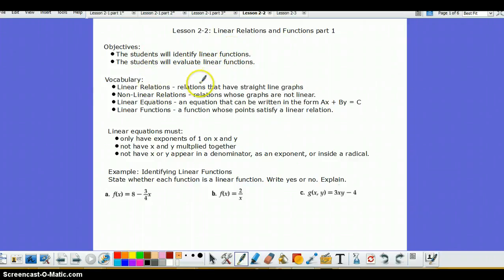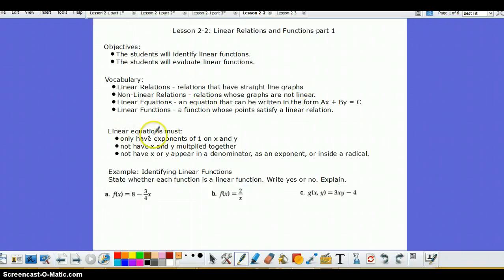So linear relations are just relations that have straight line graphs. In other words, they're ordered pairs whose graph, when you look at their pattern, is a straight line. Nonlinear, obviously, their graphs aren't linear, they're not lines. Linear equations can be written in the form ax plus by equals c. And linear functions are a function whose points satisfy a linear relation.